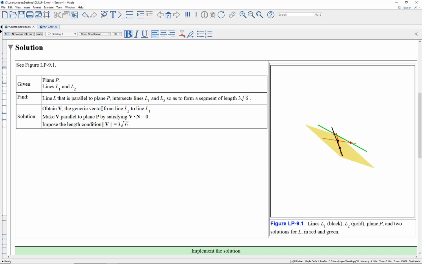Suppose you got the generic vector from line 1 to line 2. So you need a generic point. You can subtract the position vectors, and you get the generic vector from one line to the other. Now you got to make it parallel to the plane, so you say v dot n equals 0. But you know what the normal to the plane is because you know what the plane is. So that's one condition. And then the other condition is you make the norm of that vector the required length.